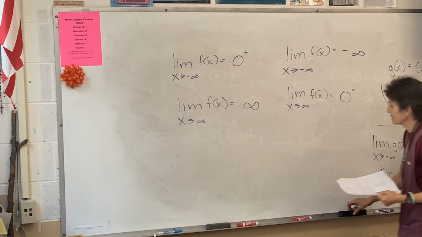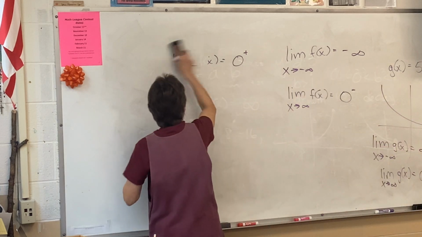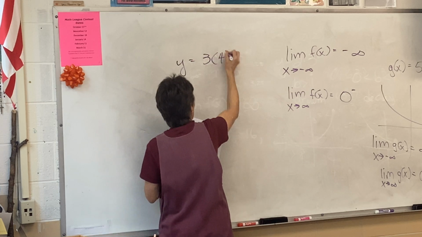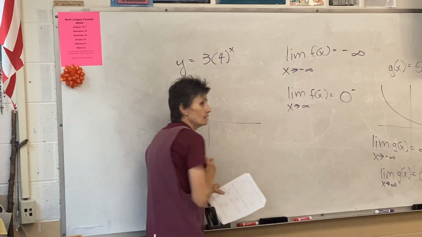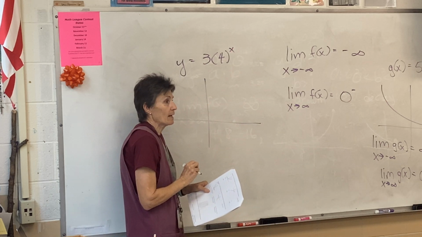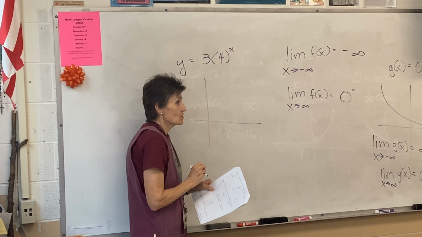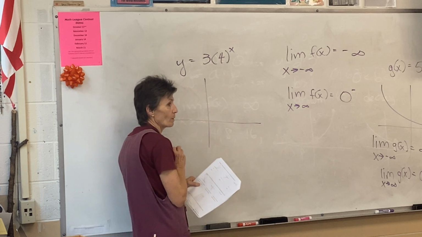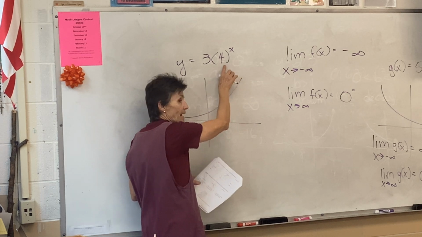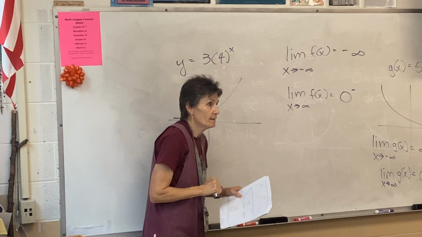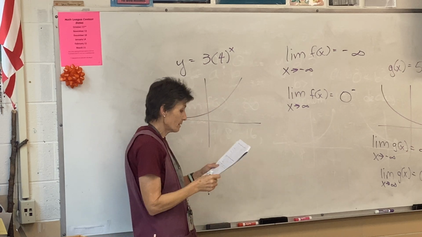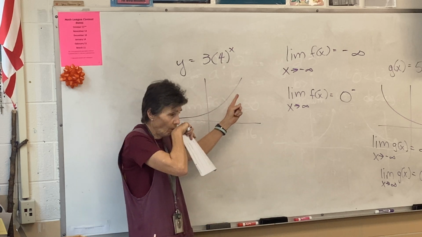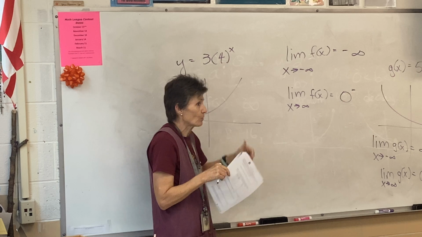Now, the next one is another one where they don't give you the picture, so you kind of have to figure out what does that look like. 3 times 4 to the x. Okay, I don't have anything negative to worry about, right? So it's either going to be growth or decay. Which one is this one? Growth, because that number is bigger than 1. And if we're growing, we want to know concave up or down. That is concave up, and it is increasing.